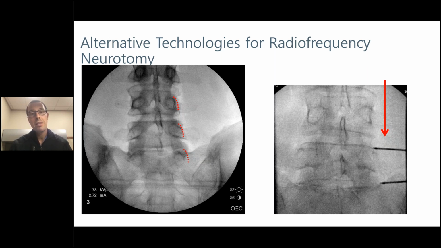The same would be true of dual-tined or three-tined trident type novel radiofrequency ablation technologies, whereas again, not the case for conventional electrodes. So let's go to the next slide.